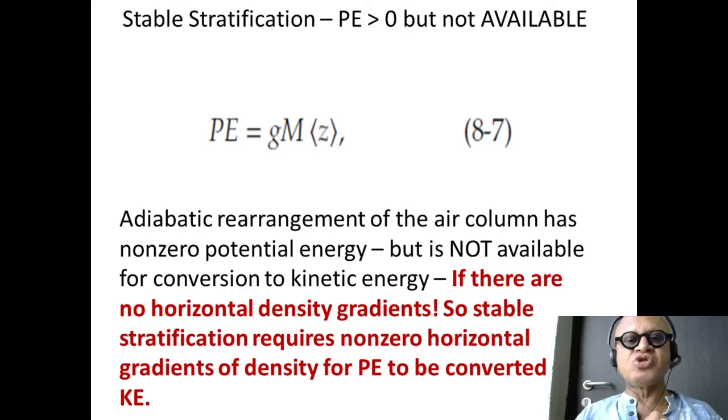If you remember, you'll be doing well. You can only do that if there are horizontal density gradients. So if there are no horizontal density gradients, then you cannot release that potential energy, same as in the example of the incompressible fluid that we just saw. So stable stratification requires non-zero horizontal gradients of density for PE to be converted to KE.